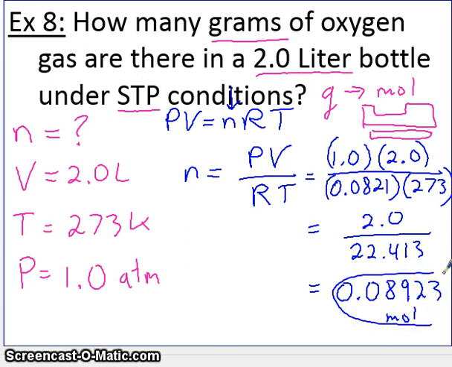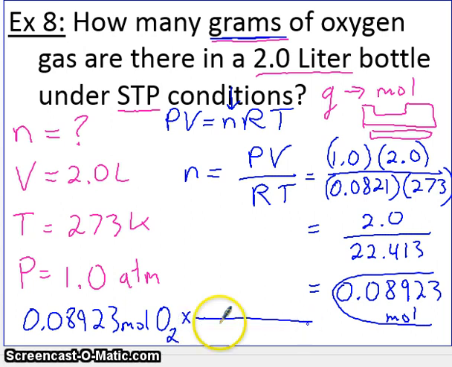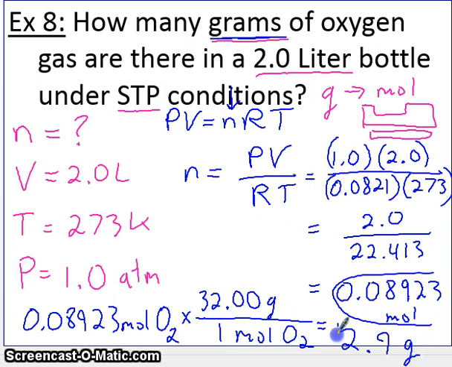However, we're asked for grams, so now we have to convert moles to grams. So one more step, and we begin with 0.08923 moles. This is oxygen gas, and oxygen gas, remember, is diatomic, so O2. 1 mole of oxygen on the bottom, and then grams would be 32 from the periodic table. If we multiply this out, we should get a value of 2.86. We have 2 significant figures, so 2.9 will do it. So let's go ahead and put 2.9 grams, which is our final answer.